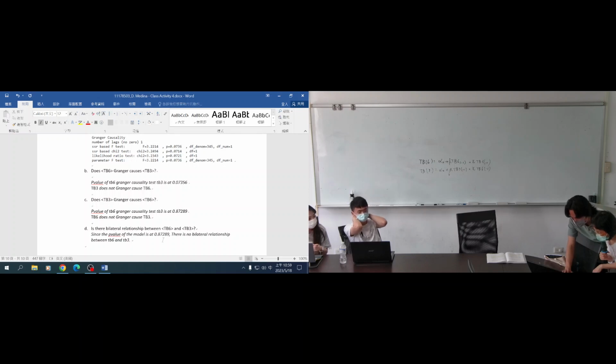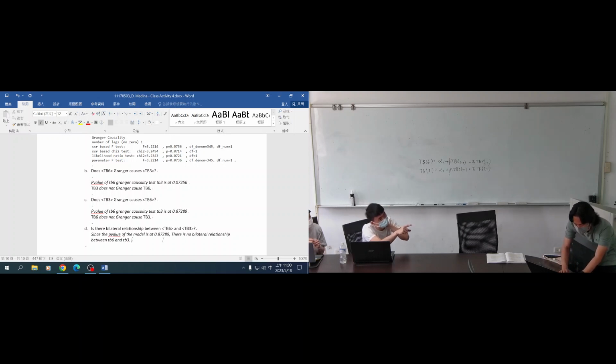I compared the p-value for model 6 to 3, then 3 to 6. Then if it's less than the significance level, which is 0.05, greater than. What you do is the coefficient. Do you have an F test? Yes, the F-test is there. You see the 0.87289? You see that one? Yeah. I mean, this one. Look at it.